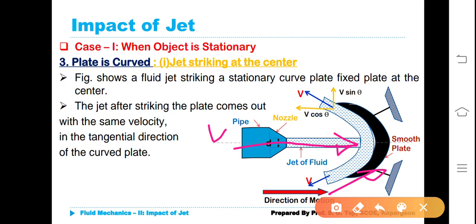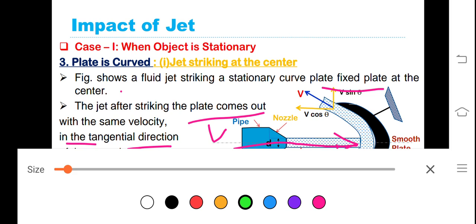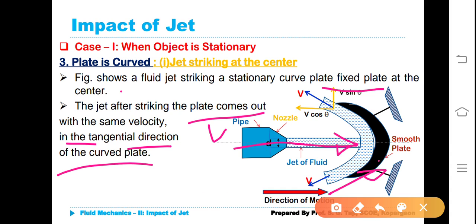Figure shows a fluid jet striking a stationary curved plate, that is a fixed plate, at the center. The jet, after striking the plate, comes out with the same velocity v in the tangential direction of the curved plate. Means tangential to this, that will move. I will show that with another color so that the difference is clear. So, tangential.